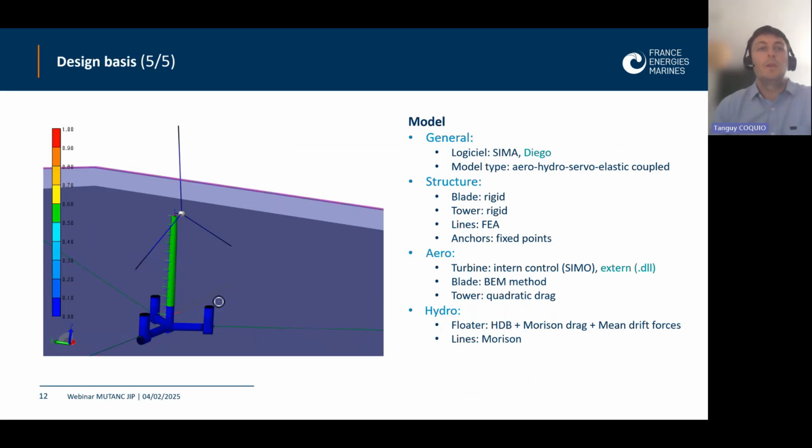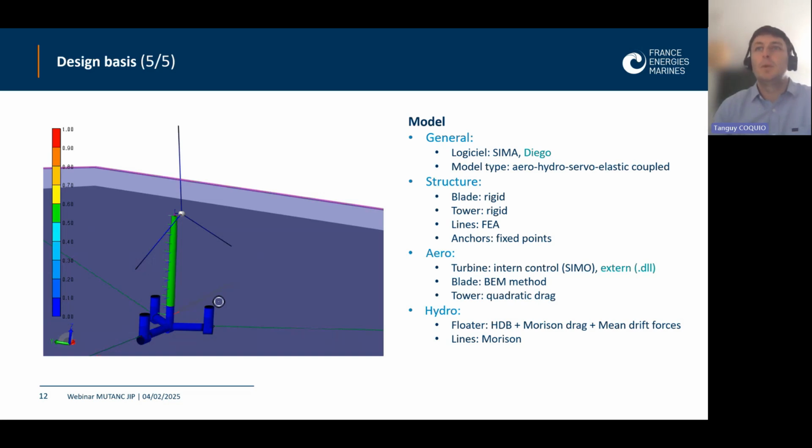This study was performed by two companies: France Energy Marine, which I'm part of and representing today, but also EDF. This is why we had two numerical models, and we performed a benchmark with these two models. On my side, I will only talk to you today about the CIMA models, but you have to know that the Diego models were also used to perform time domain simulations.